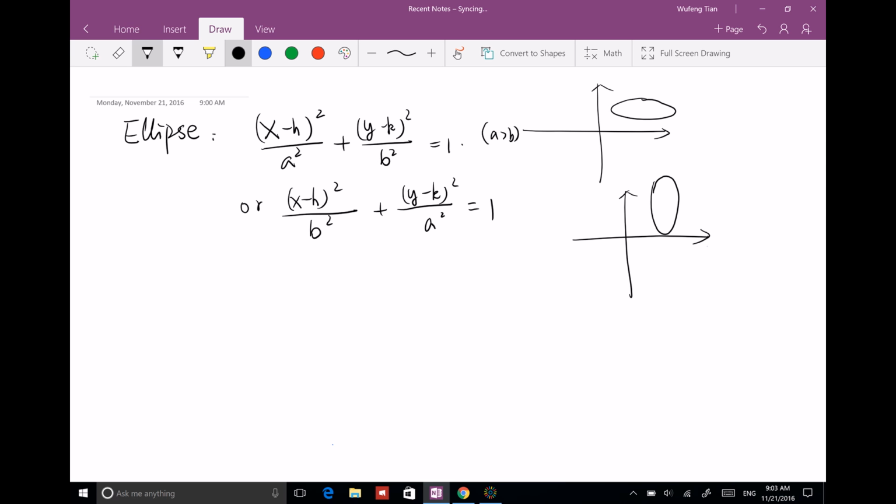We'll also find the center. The center for both is (h, k). Then we have c squared equals a squared minus b squared, and e equals c over a, the eccentricity. Then we can find the center, and then we can find the foci.